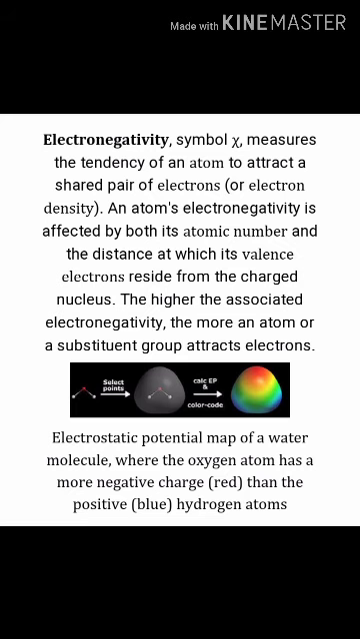Electronegativity, symbol Chi, is a chemical property that describes the tendency of an atom to attract a shared pair of electrons towards itself. An atom's electronegativity is affected by both its atomic number and the distance at which its valence electrons reside from the charged nucleus. The higher the associated electronegativity number, the more an atom or a substituent group attracts electrons towards itself.